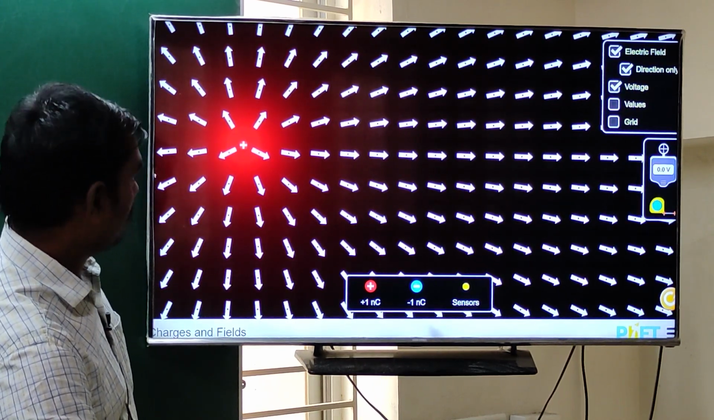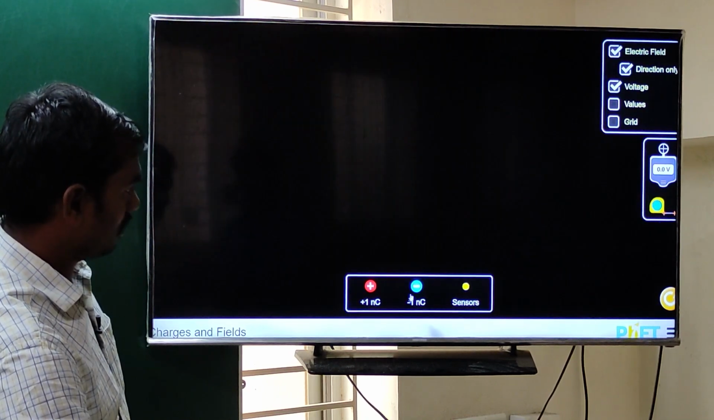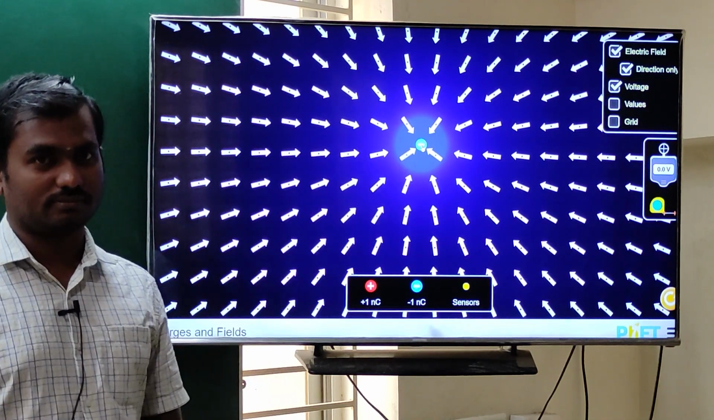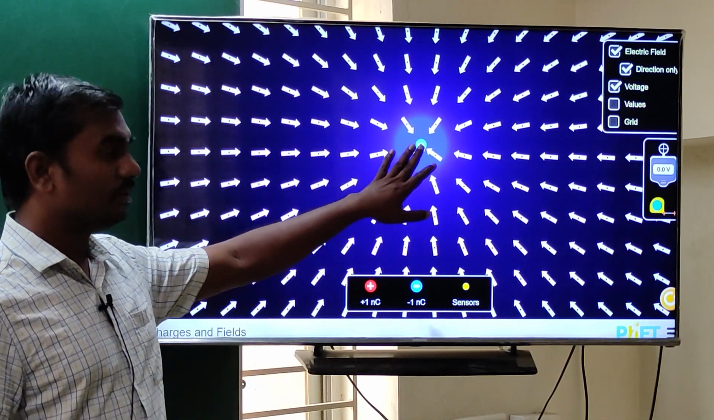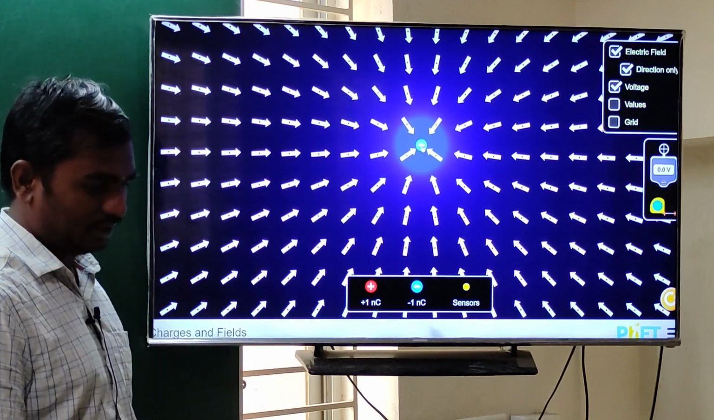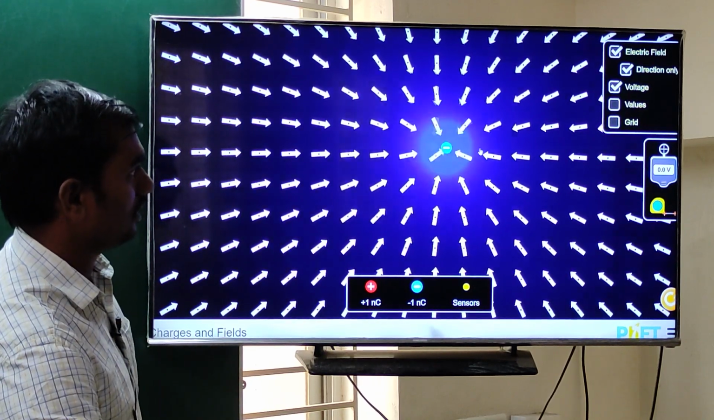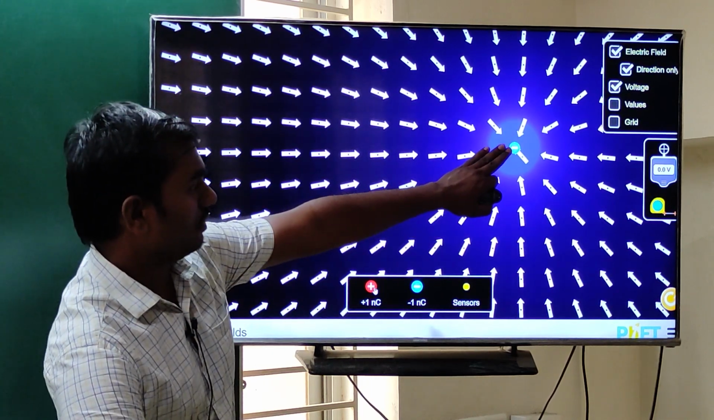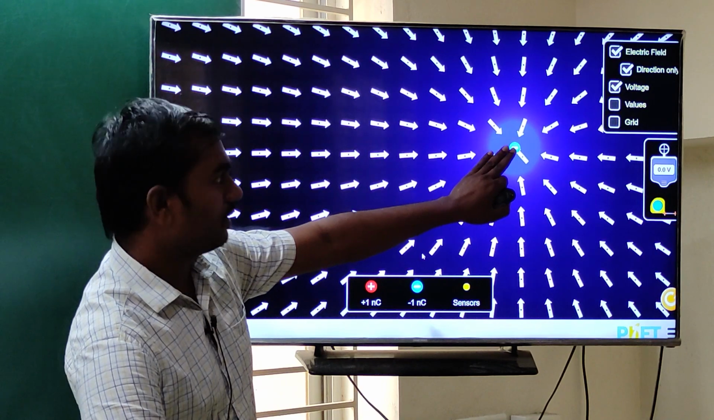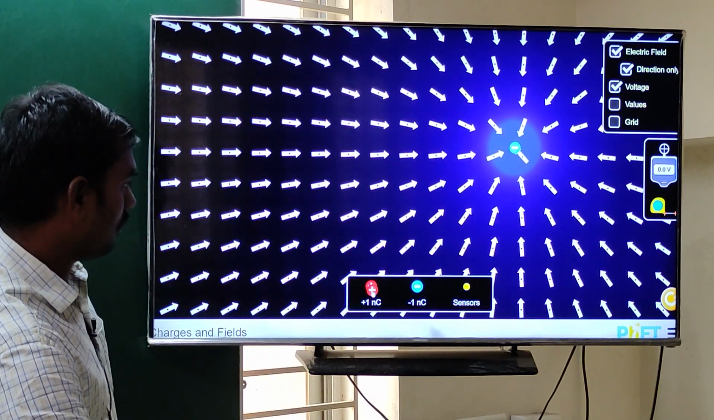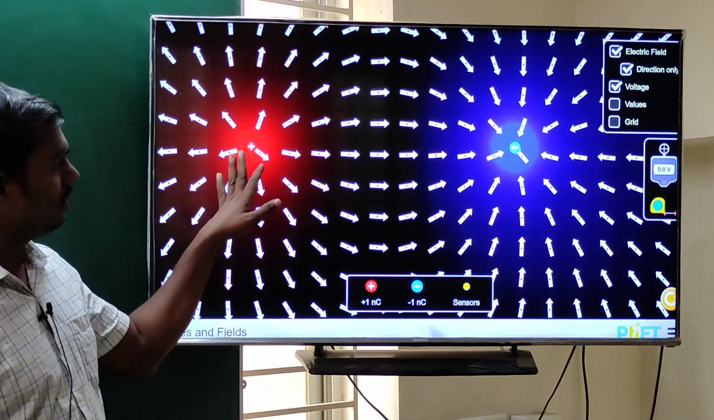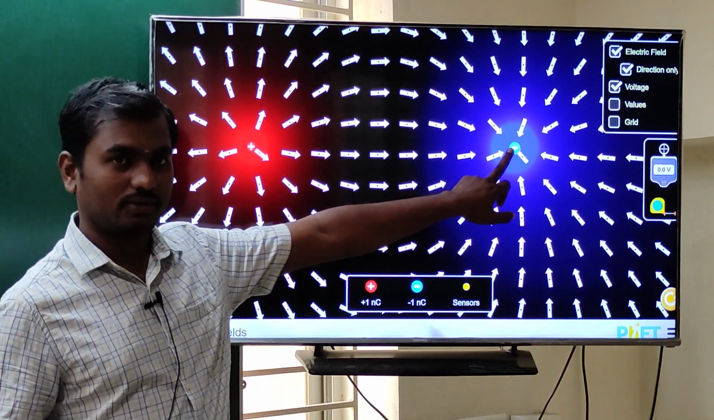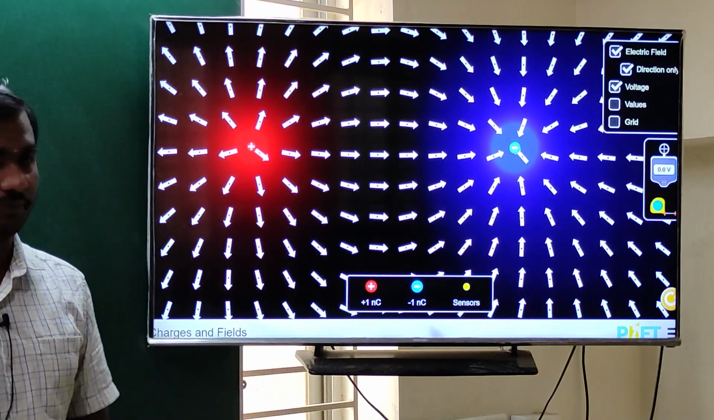At the same time, if you replace it with a negative charge, field lines are attracted towards the charge. Field lines terminate at negative charge and originate at positive charge. This we can easily understand by keeping two charges simultaneously. See, this is a negative charge, field lines terminate at the negative charge, and if we keep the positive charge here, from the positive charge field lines originate, and at the negative charge field lines terminate, okay?